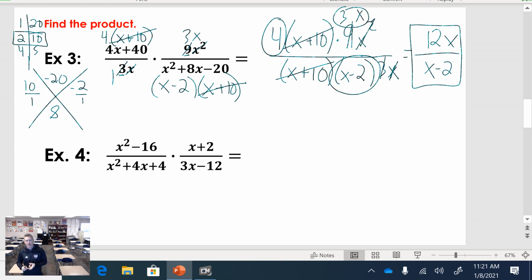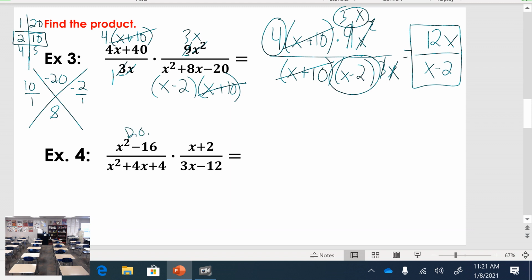You got to be able to factor. You got to be able to take out a greatest common factor. So things from previous units are now coming back. Like we said, we build off of a lot of this stuff. So we'll look at example 4 together as well, and that'll be it for this portion of the video.